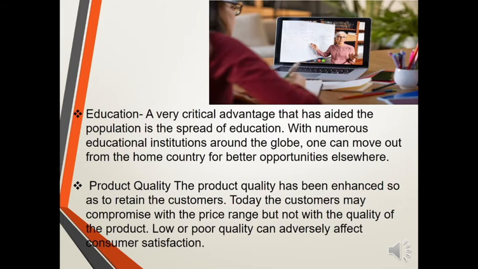So, the third advantage of globalization is education. A very critical advantage that has aided the population is the spread of education. With numerous educational institutions around the globe, one can move out from one country for better opportunities elsewhere. So, you know what? I have two friends who are working also in TUP, and they have this opportunity to continue their higher degree education in Taiwan. So, this, of course, gives a lot of opportunities to excel in their field.